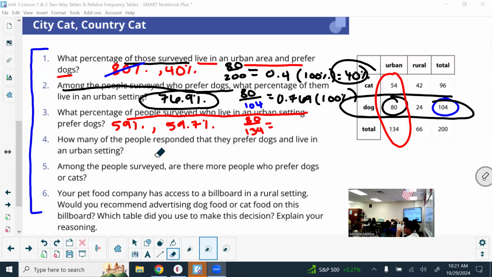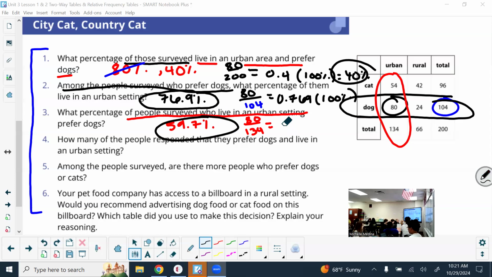It didn't really say what to round to, but if you were rounding to the whole percent, it would actually be 60%. So just follow whatever rounding rules, but it didn't really specify. So questions on that? Okay.